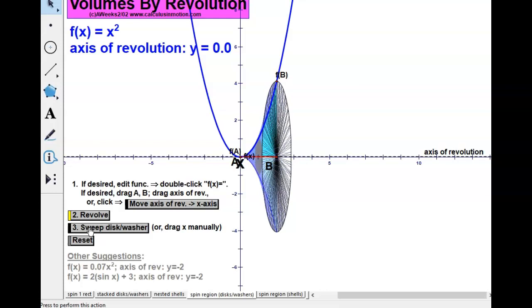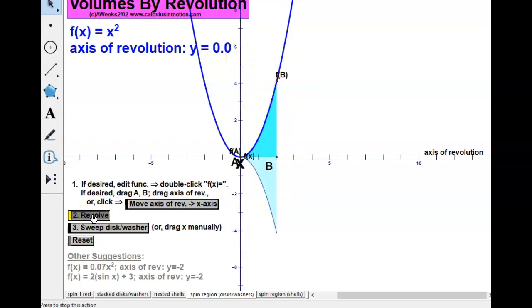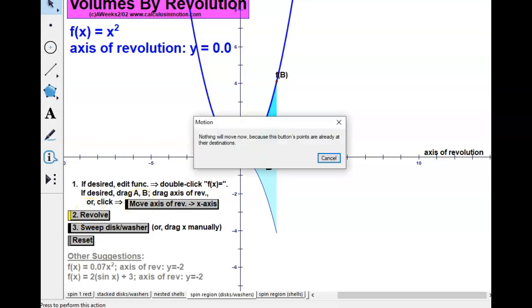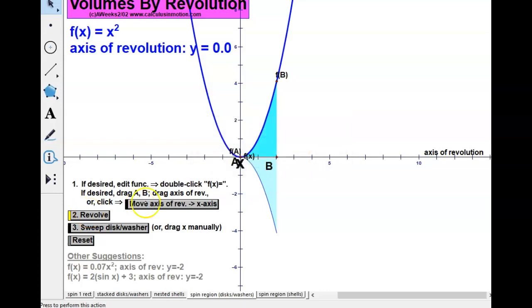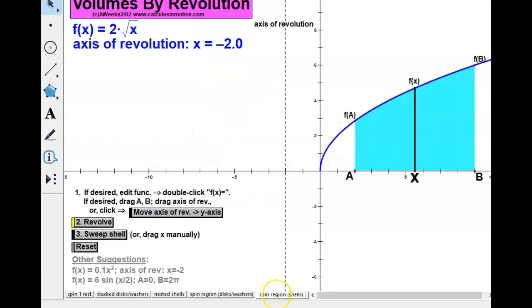So now, will it change our axis of revolution? I'm not sure how to change that. I don't think I'm going to be able to do that. I can't. Nothing will move now. Okay, thank you. Nothing will move now. All right, yeah, that's what I was afraid of. I can't reset once I'm in there.